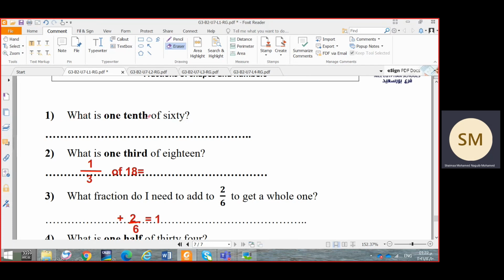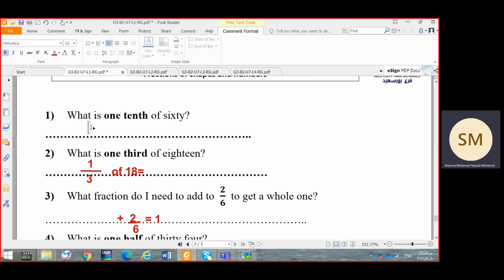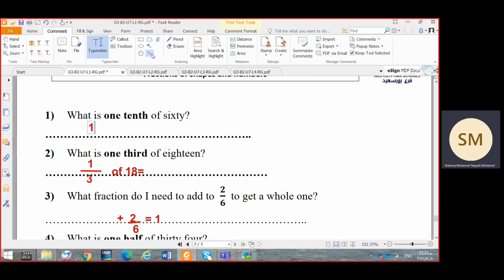What is 1/10 of 60? Okay, how can I write this? I will write it like this. 1/10 means what? It's 1 out of 10. I will make it like this: 1 out of 10.